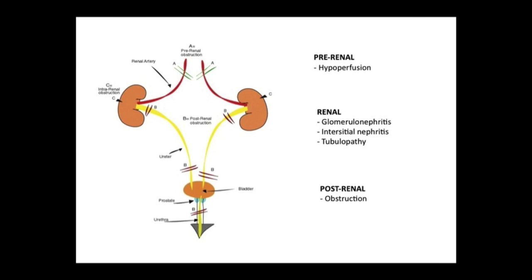Once again, it's really, really easy. What are the causes of acute renal failure? They are pre-renal, renal, and post-renal. And this should all be fairly obvious from what I just spoke about.